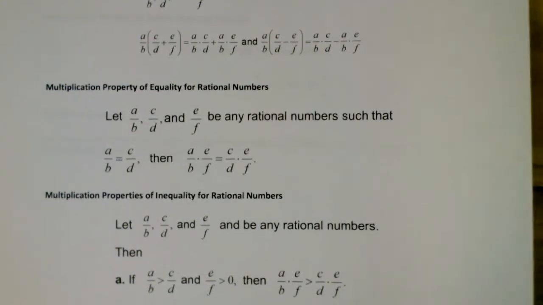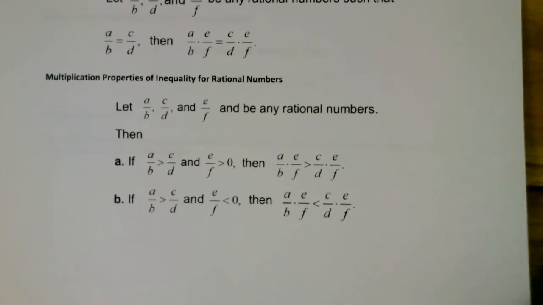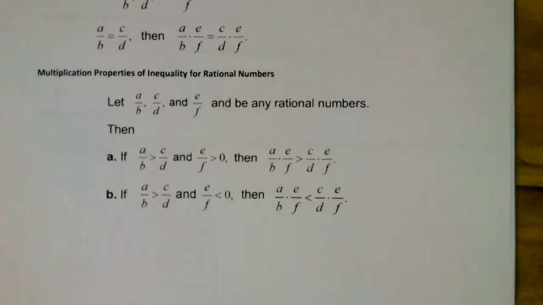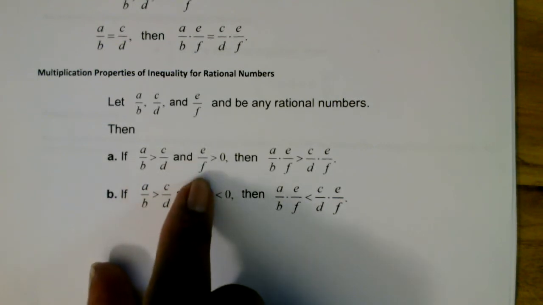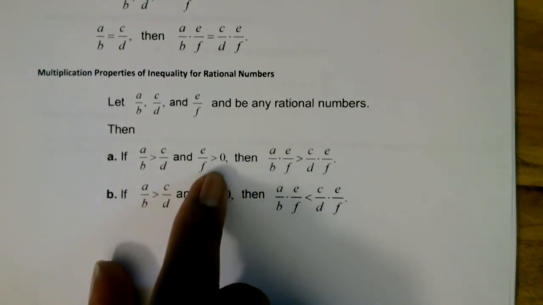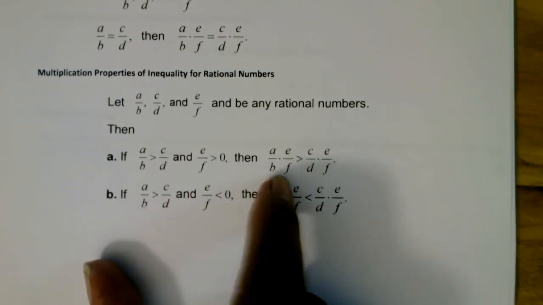Okay. Now, next we're going to look at the multiplication property of inequality. If you recall, inequalities have either less than, greater than, less than or equal to, or greater than or equal to, and also not equal to. Those are inequalities here. So if A over B, C over D, and E over F are any rational numbers, and that means this: if A over B is greater than C over D, as long as E over F is positive, that means greater than 0, I can multiply E over F on both sides of the inequality, and the inequality symbol will not be changed.